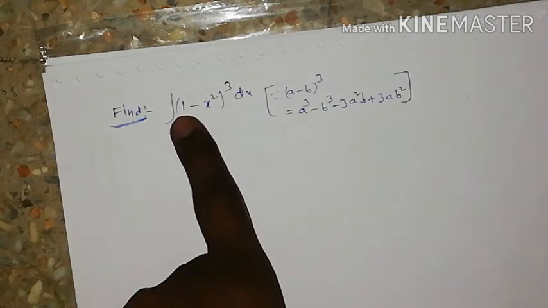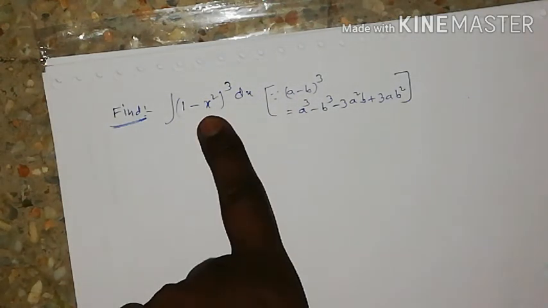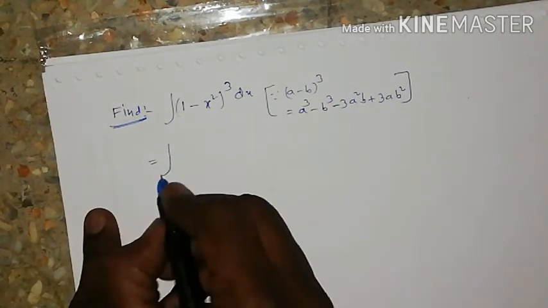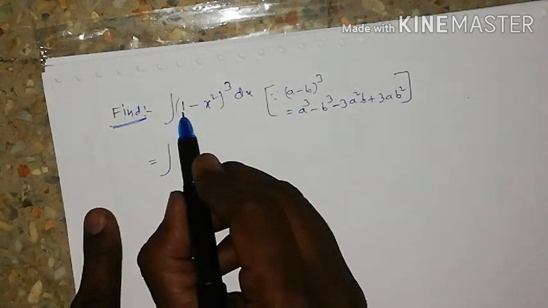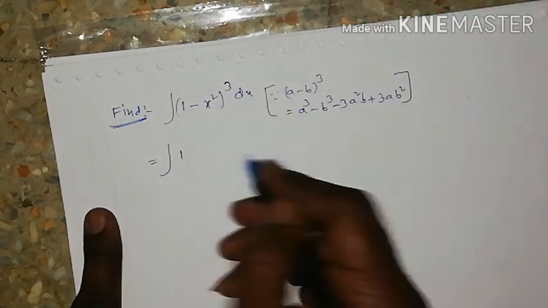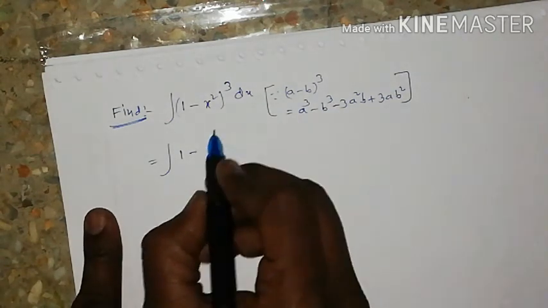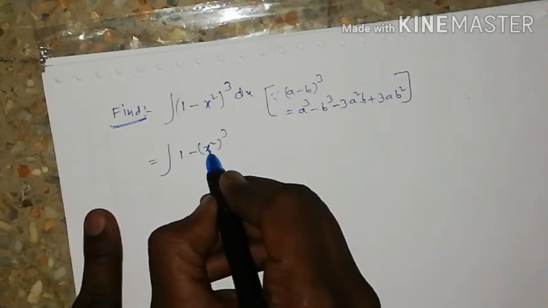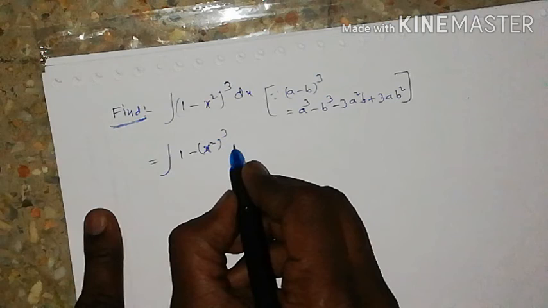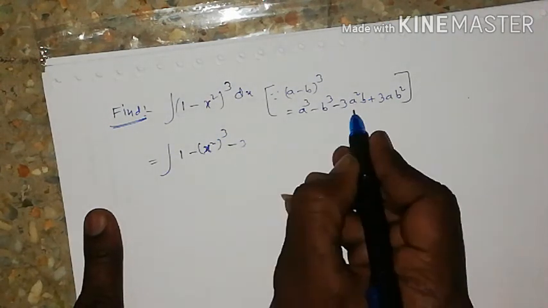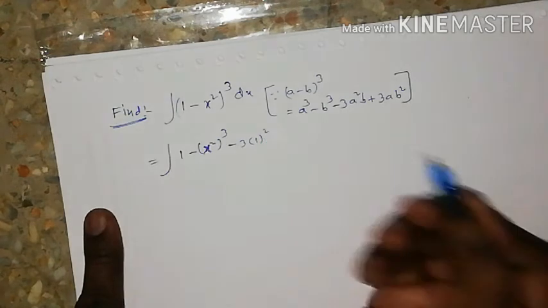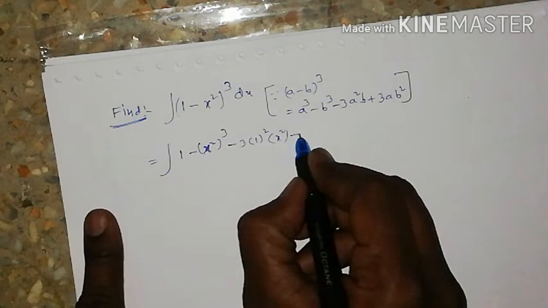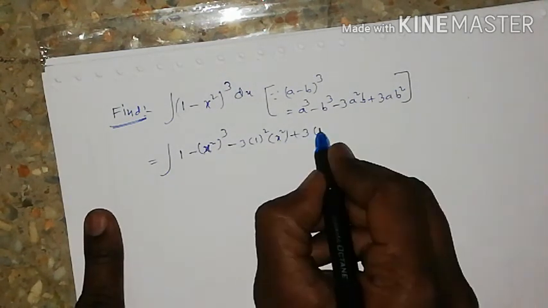So where a means, what is the first term? 1. And b means what is the term? x square. So apply this formula. Integration of, first a cube, a means 1, so 1 cube is how much? 1 only. Minus b cube, b means x square, so b cube means x square whole cube. Next, minus 3a square b: 3 into a square, a square means 1 square, into b means x square. Clear?